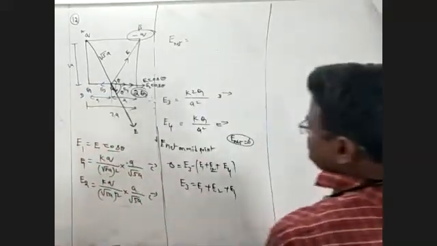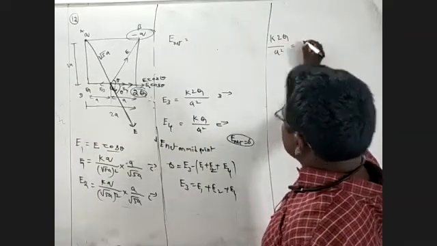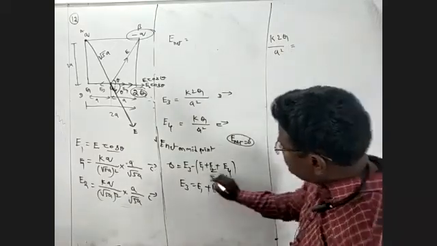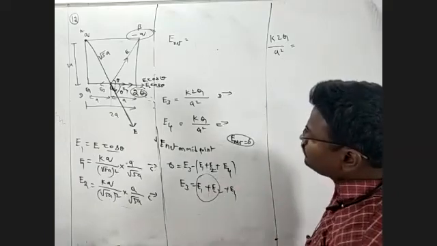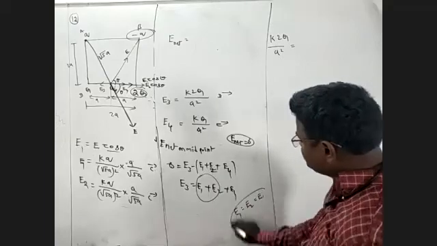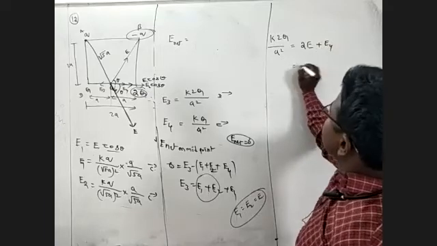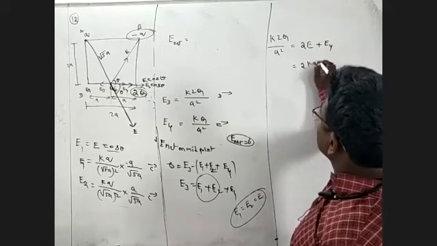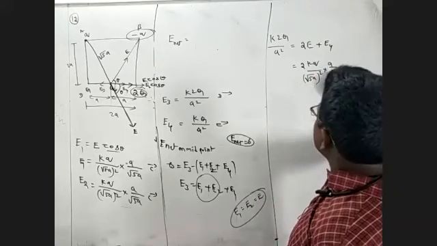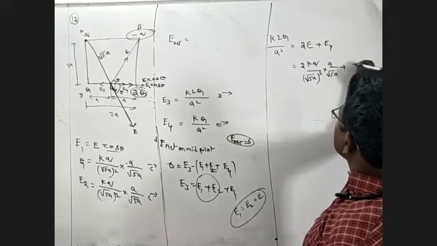Now you see, E3 means K2Q by A square is equal to E1. E1 and E2 both are same. E1 is equal to E2 is equal to E. So that is 2E plus E4. So 2E means 2KQ by root of 5A square into A by 5 root 3, and plus E4.